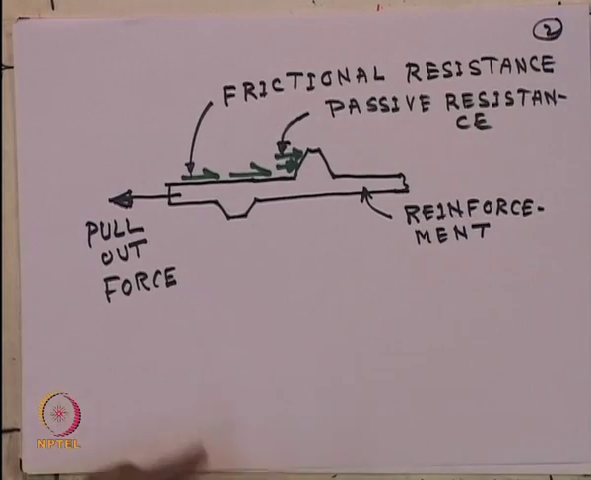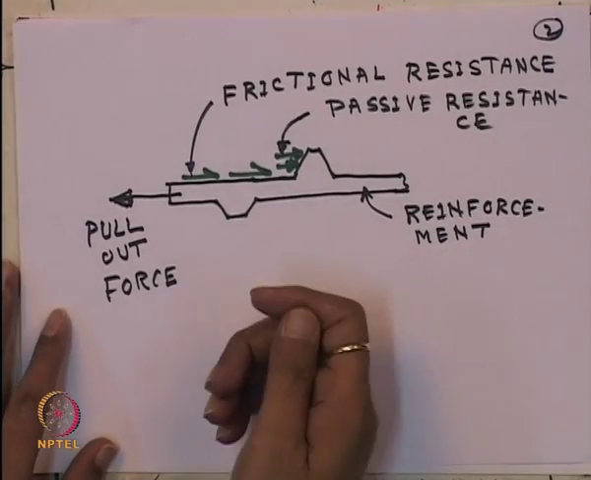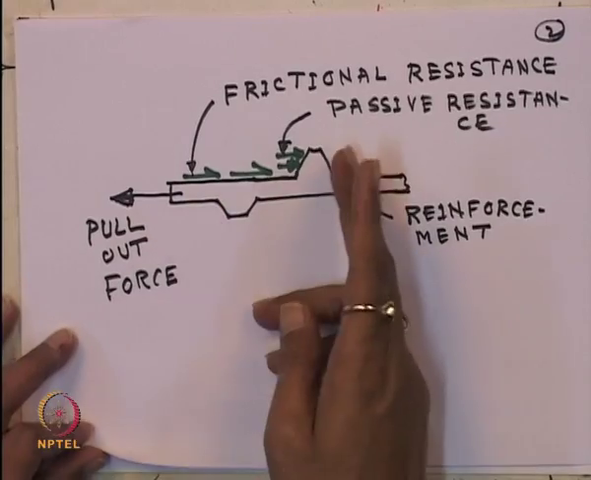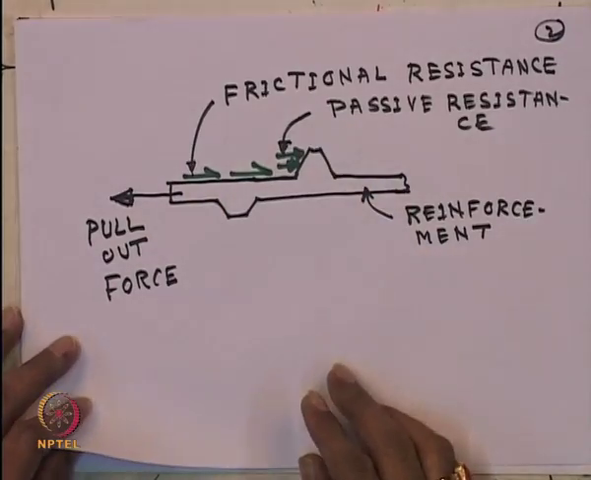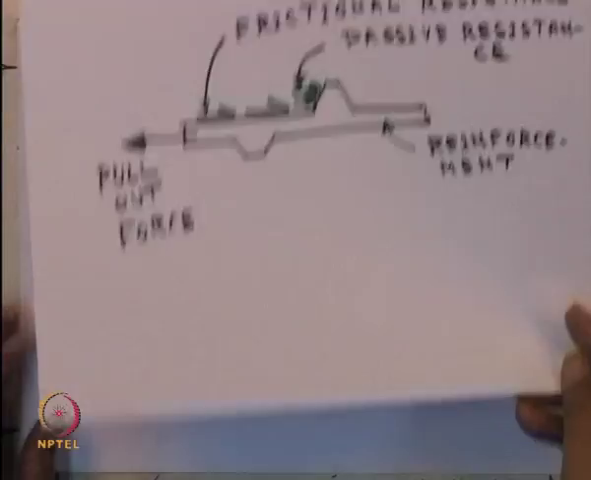So when it is pulled out, there are frictional resistance and passive resistance. Every geogrid material also has a longitudinal direction and also a transverse direction. So let us draw a geogrid material, say like this.